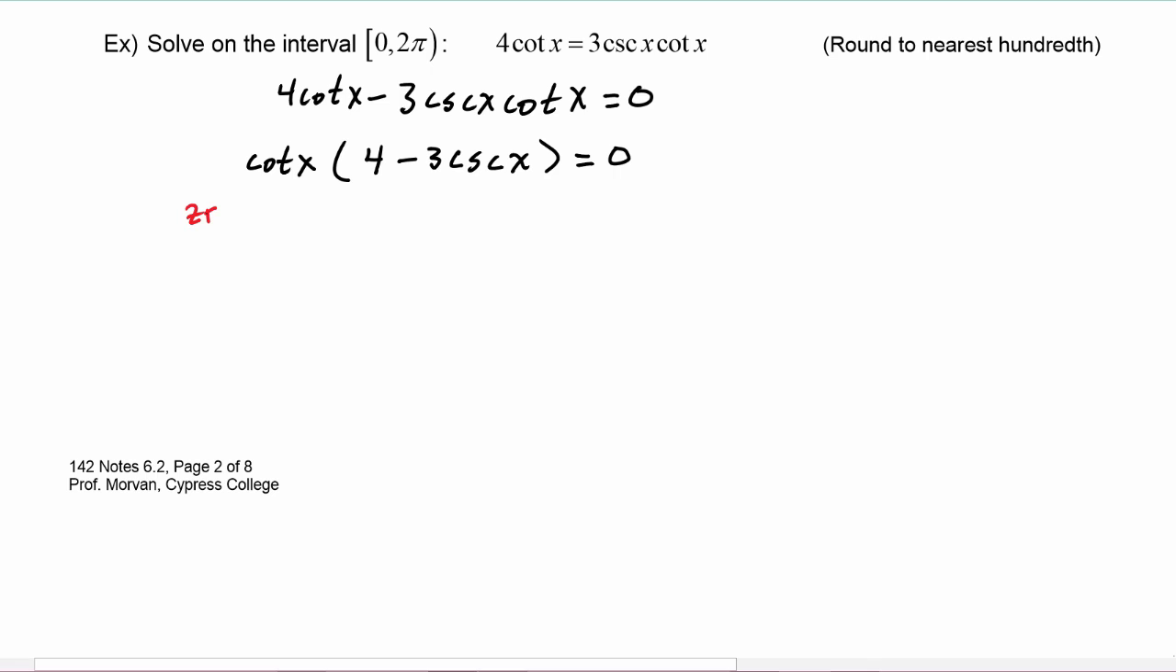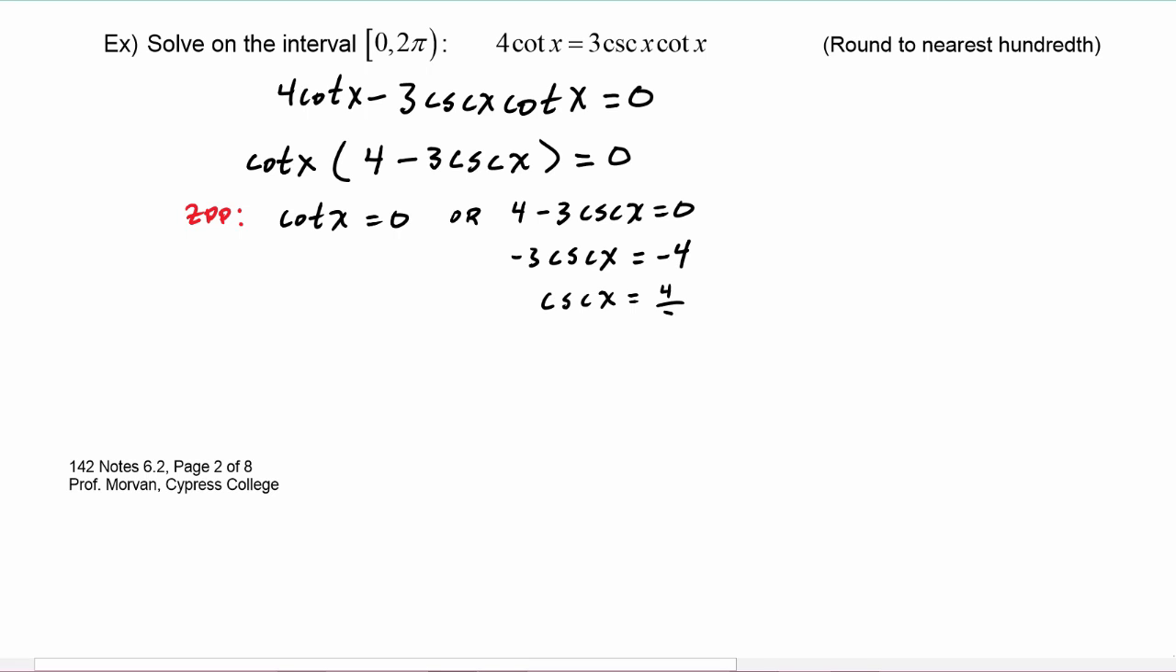Using the zero product property, we have that cotangent of x will have to equal 0, or 4 minus 3 cosecant x will have to equal 0. This one's already solved for the trig function. This one, we need to isolate the trig function. Subtracting 4 from both sides, we get negative 3 cosecant x is equal to negative 4. Dividing both sides by negative 3, we get cosecant x is equal to positive 4/3. Negative divided by negative is positive.